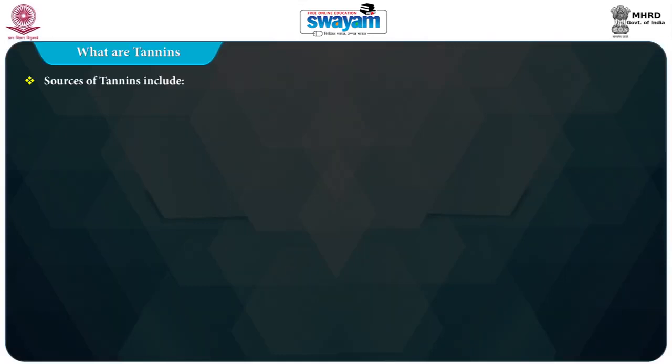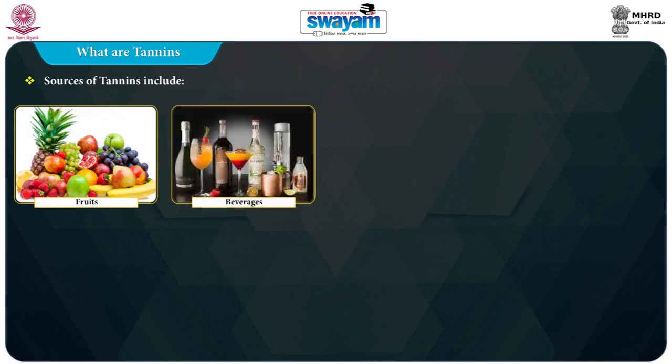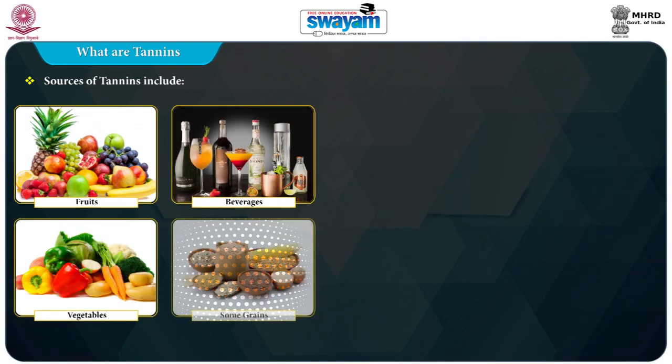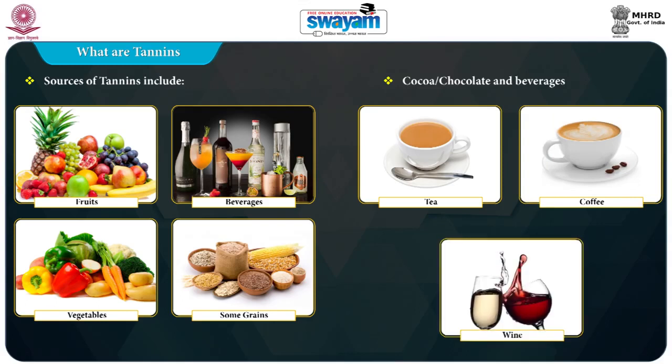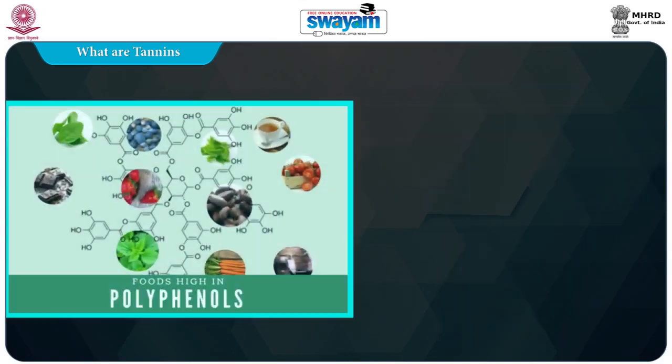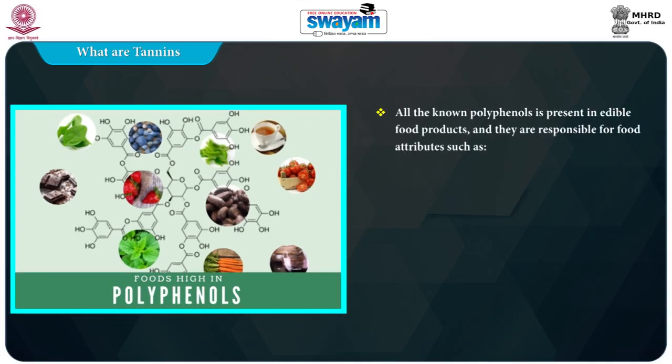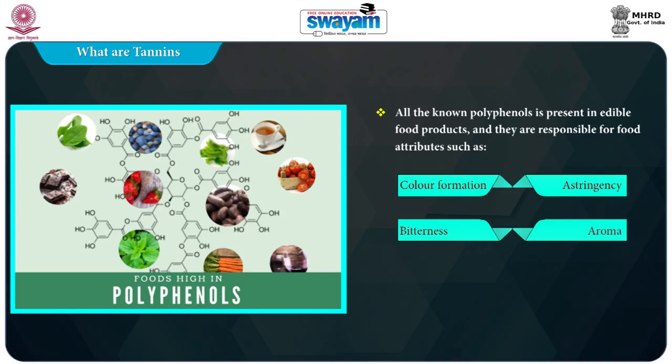The different common human foods which include tannins are fruits, beverages, vegetable, some grains, cocoa or chocolate, then tea, coffee, wine contain condensed and hydrolyzable tannin, leading to estimated daily intake of human is approximately 1 gram of polyphenol per day through tannins. All known polyphenols are responsible for the food attributes such as color, formation, astringency, bitterness, aroma.